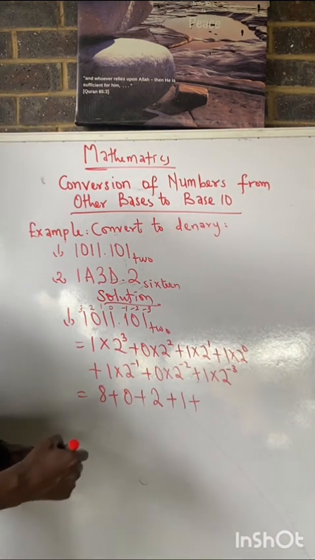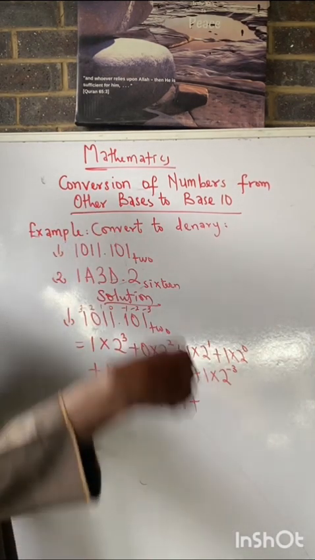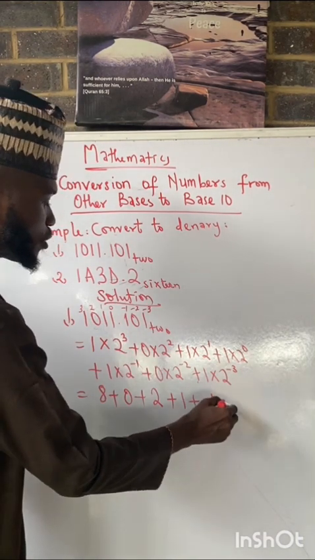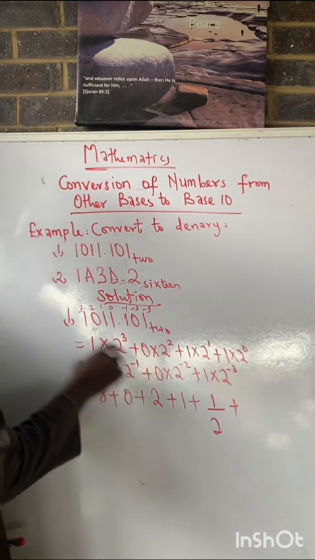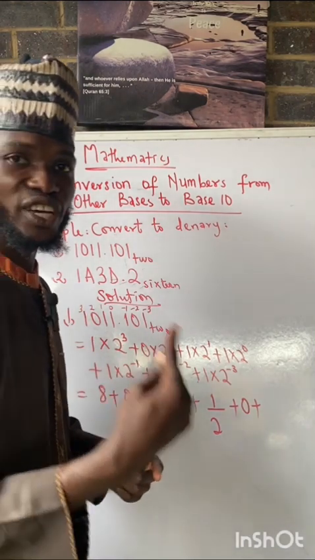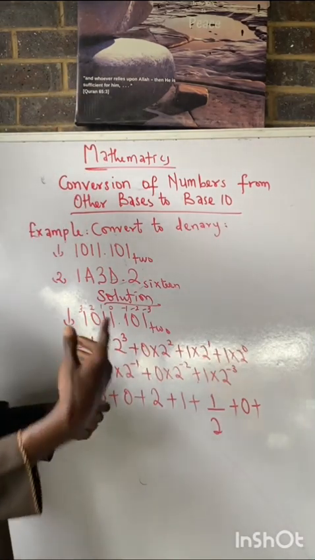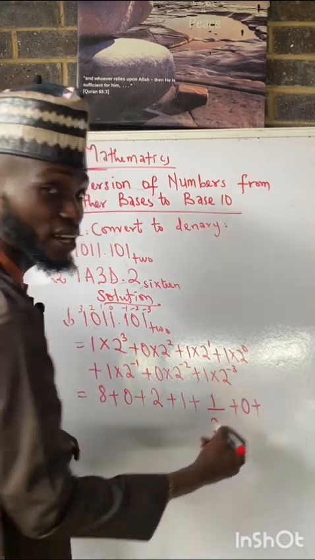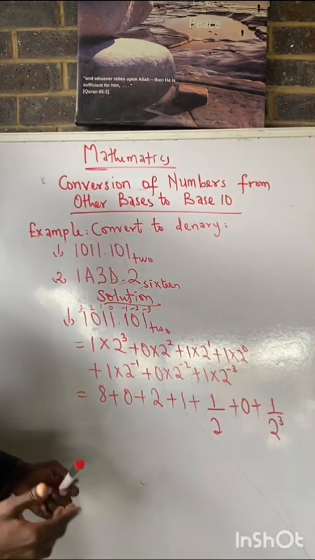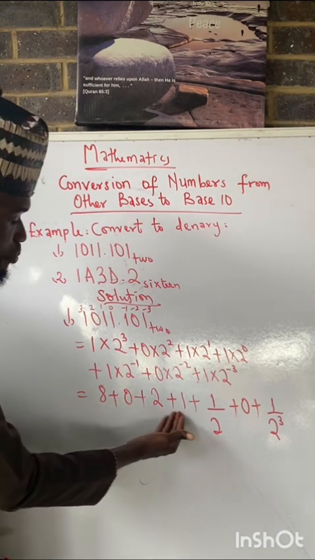Plus, now, 2 to the power of -1 is 1 all over 2 to the power of 1. Multiply that by 1, you still have 1 all over 2. Plus 0 times anything, that's 0. Plus 2 to the power of -3 is 1 all over 2 raised to the power of 3. Multiply that by 1, you still have 1 all over 2 to the power of 3, because anything multiplied by 1 is still that thing. Now, we have to add this part together.